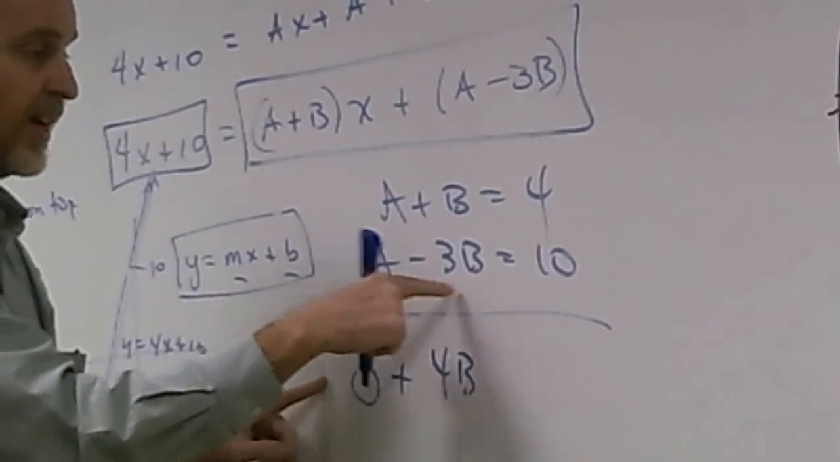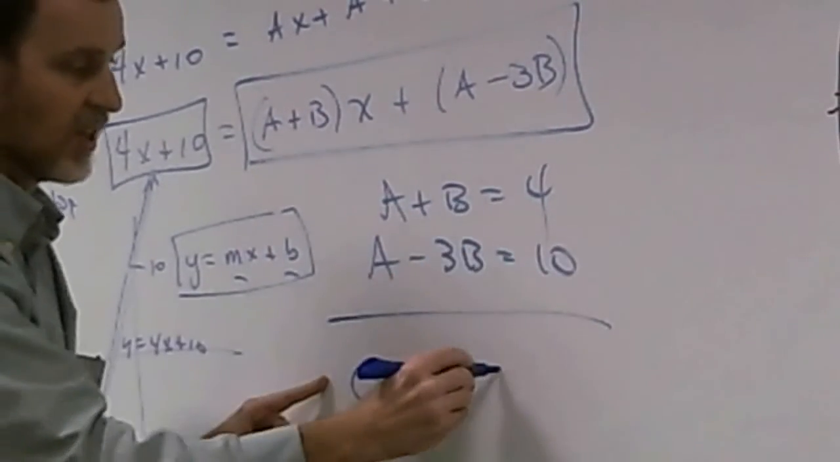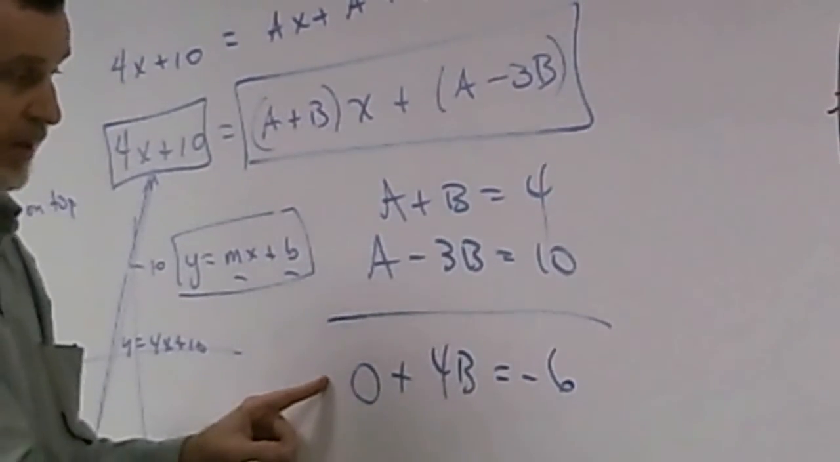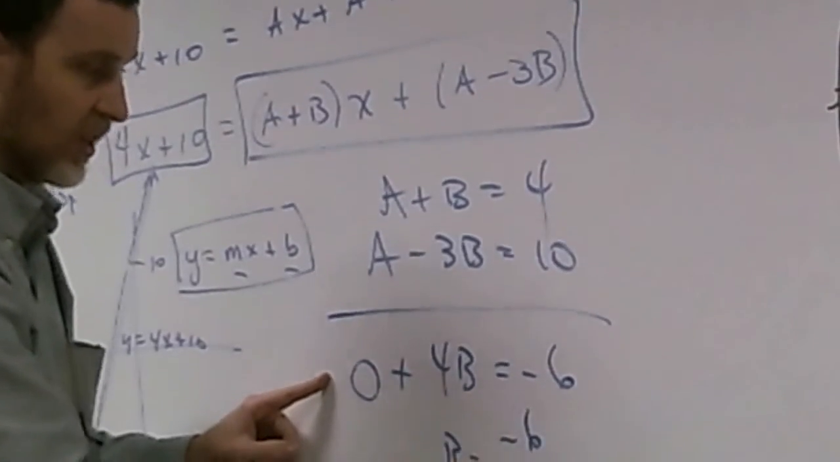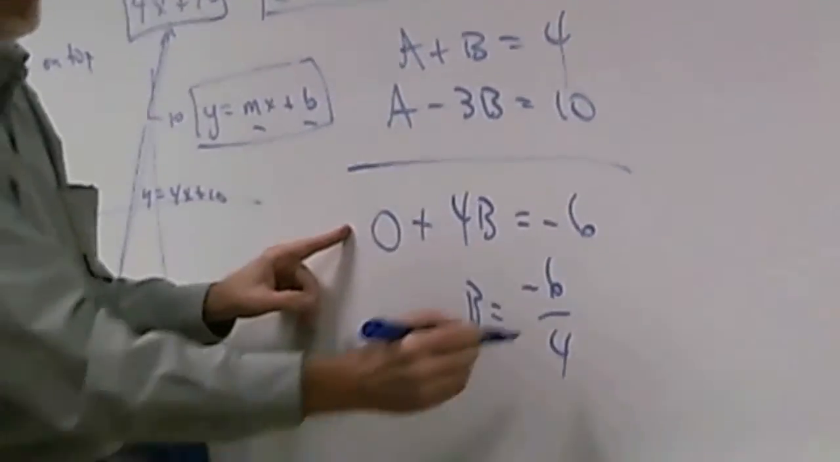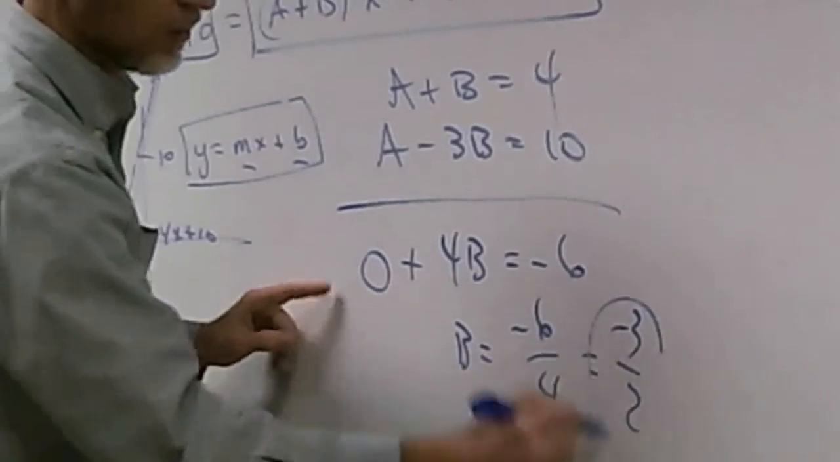B minus a negative 3b is 4b. 4 minus 10 is negative 6. So b is negative 6 over 4, which is negative 3 over 2, which is what he got.